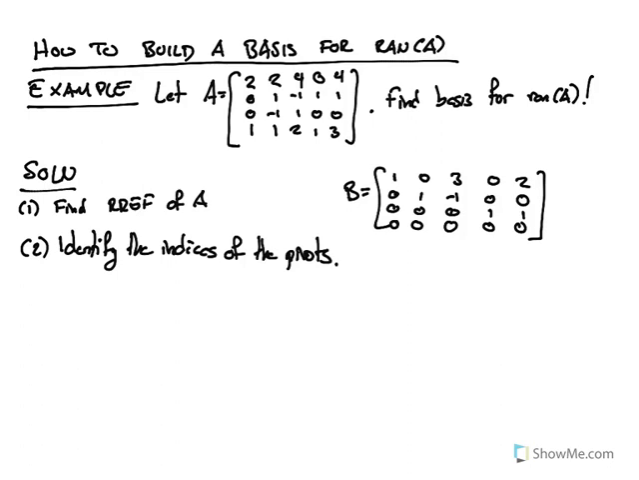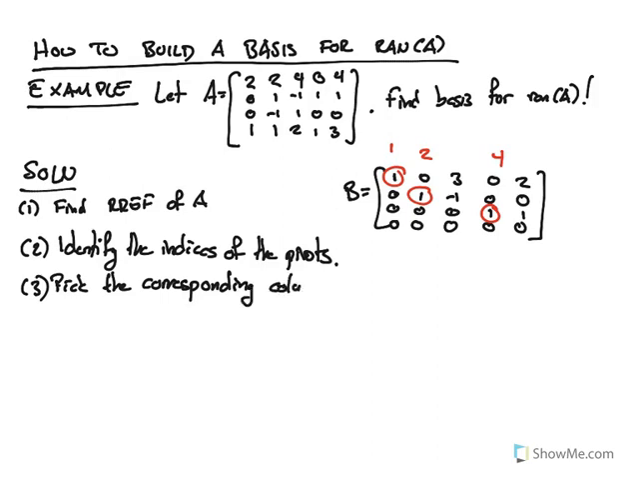Right, so what are the pivots? So the pivots, we have this guy, and we have this guy. So the corresponding indices are 1, 2, and 4. And now, step 3 is super simple, which is you simply pick the corresponding columns of A.